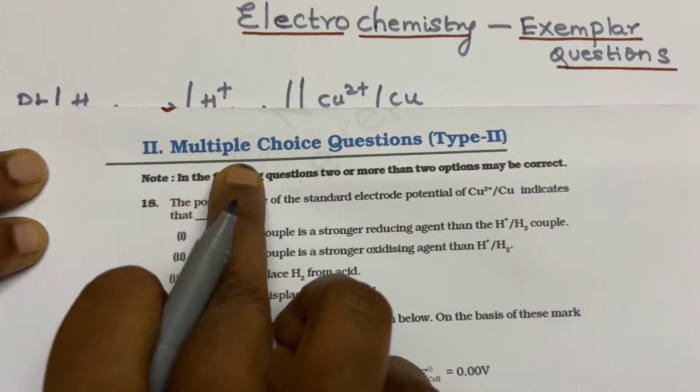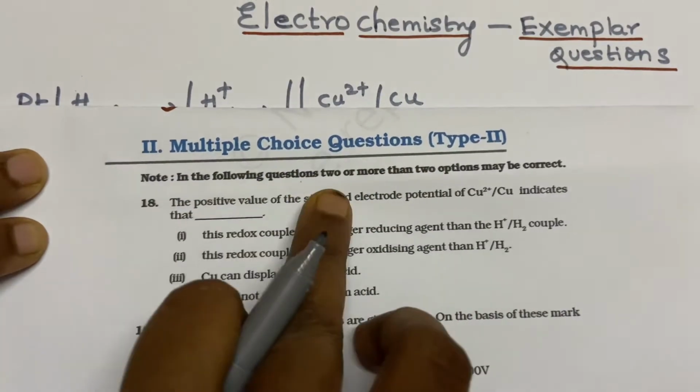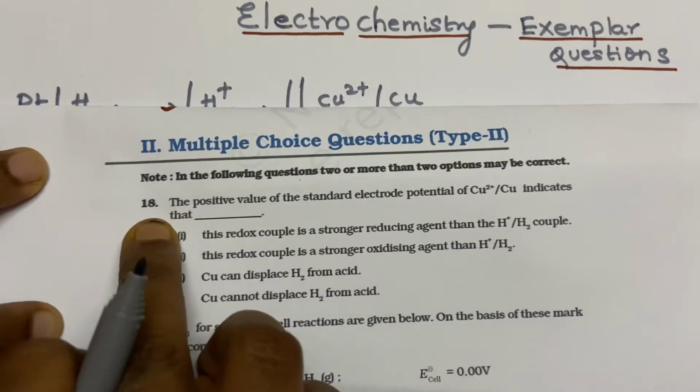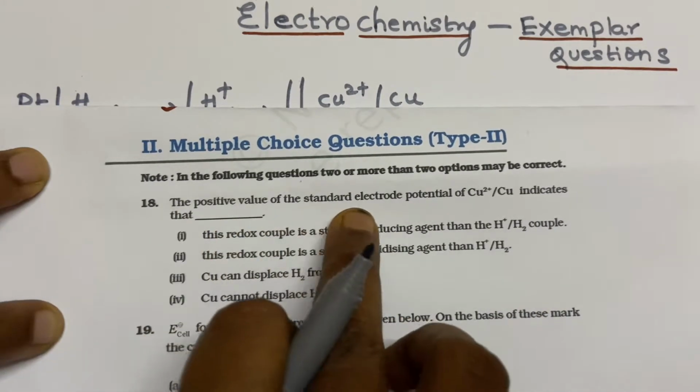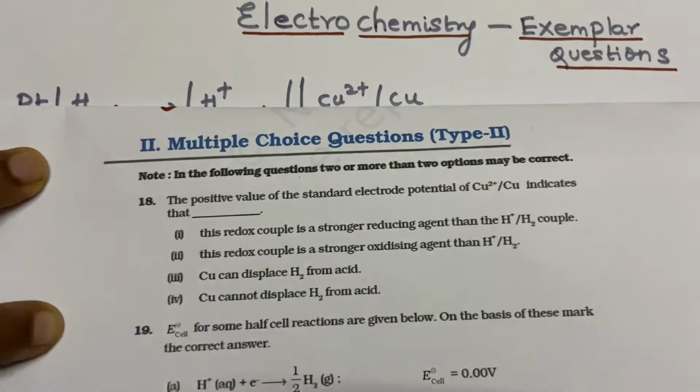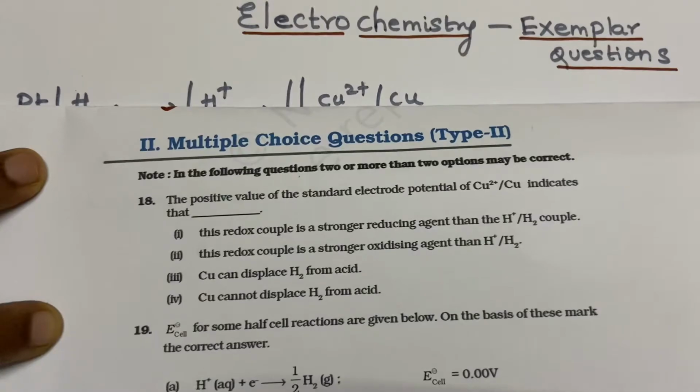So here, this is a multiple choice question. More than one option could be the answer. Question number 18: the positive value of the standard electrode potential of copper electrode indicates what? They have given a set of options. First of all, I will explain to you.